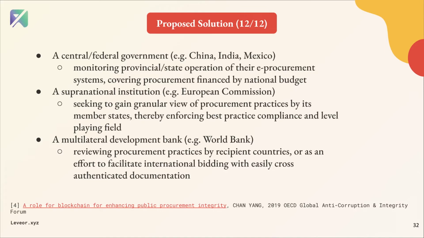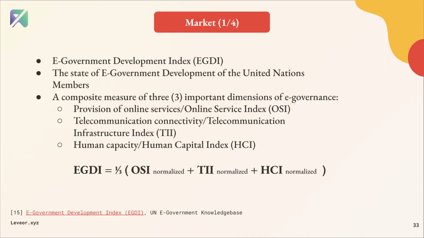To navigate through the current state of the market, we need to measure e-governance systems. A similar metric to do that is EGDI, the e-government development index. It's a composite measure of three important dimensions: online provisioning, telecom connectivity, and human capital. It's not designed to capture the whole picture, rather it proposes a comparative framework.